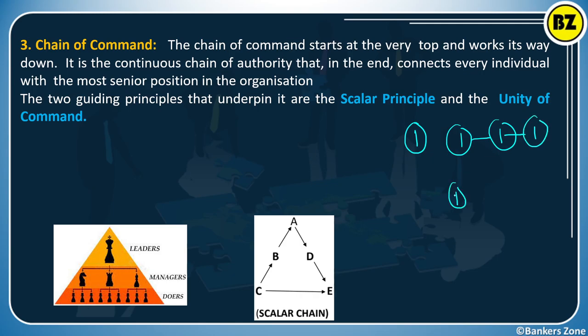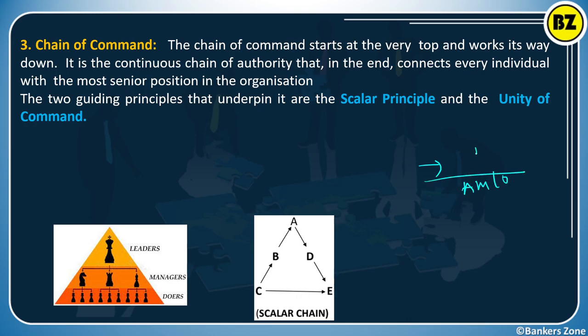For example, if every assistant manager or officer working in the branch had to report to the branch manager, then the zonal manager, then the regional manager, then the cluster manager, then the head office, is it possible? Everybody will suggest something, everybody will look at the work, so it is not feasible for the bank. So this is what the unity of command means: one person should report to only one person.